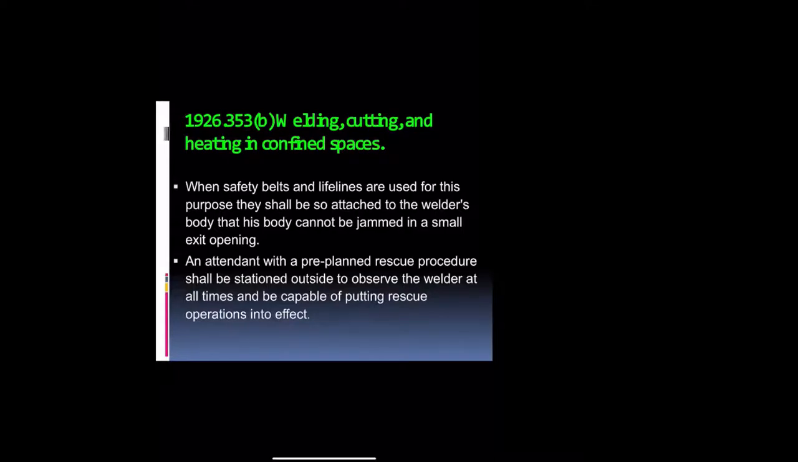When safety belts and lifelines are used for this purpose, they shall be attached to the welder's body so that his body cannot be jammed in a small exit or opening. So if you remember from fall protection, when you're putting on a full body harness, it recommends that the lowest you wear the D-ring is between your shoulder blades. If you were to wear it any lower, when it starts to pull you up, you're actually going to be essentially parallel with the ground, and it may not be able to get you out of the small manhole opening. So you want to remain as vertical as possible for a confined space rescue.